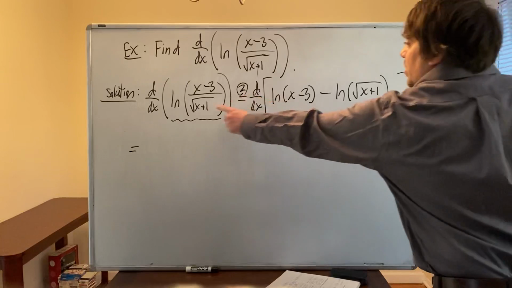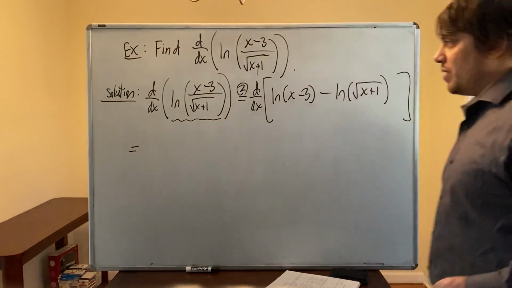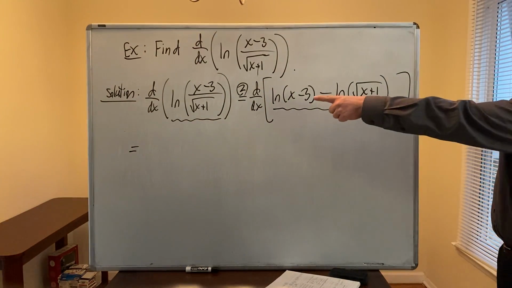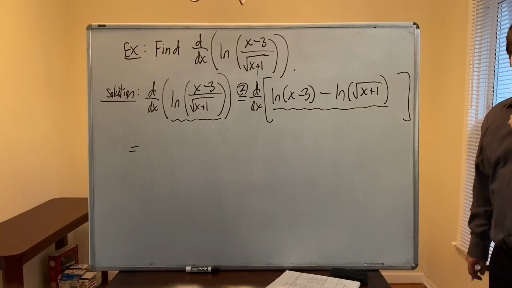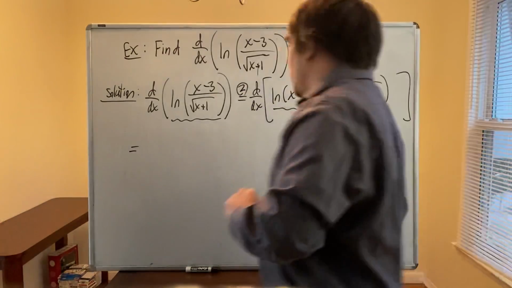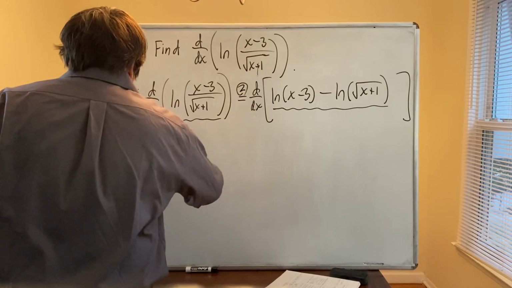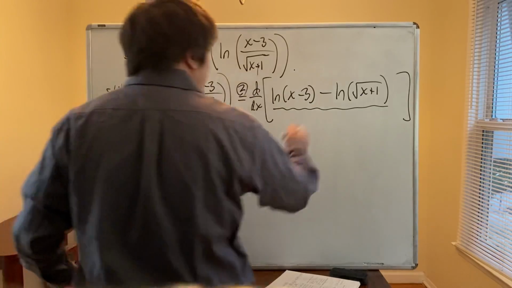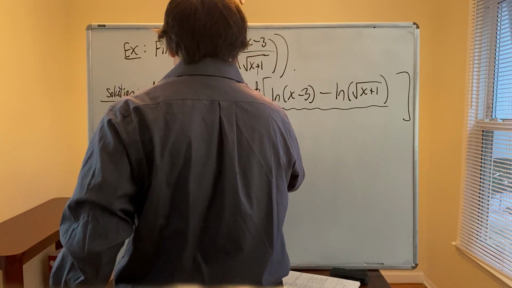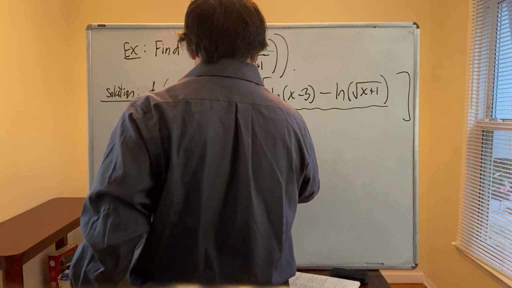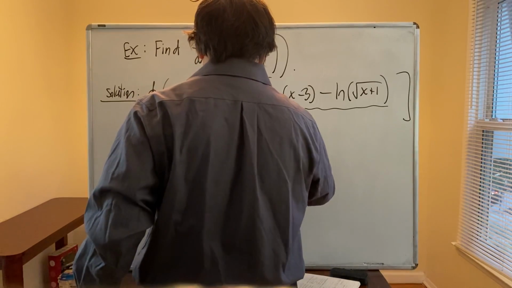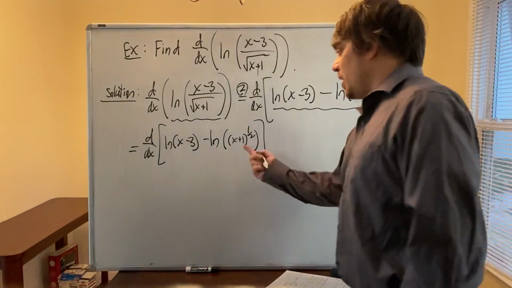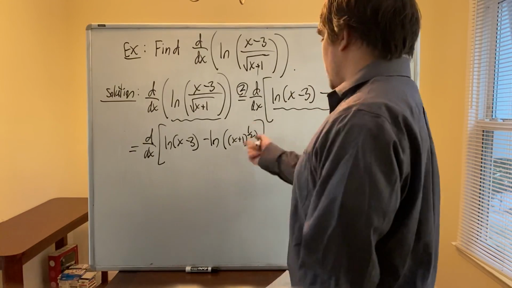The second law of logarithms says that ln of this is equal to ln of the numerator minus ln of the denominator. Okay? So we substitute the left thing with the right thing because they're equal by law 2 of logarithms. This is equal to d dx of this. I'm going to rewrite ln of x minus 3, there's nothing to do there. But then minus ln of x plus 1 to the 1/2. The square root of x plus 1 is x plus 1 to the 1/2, so that's just rewriting this in exponential form.